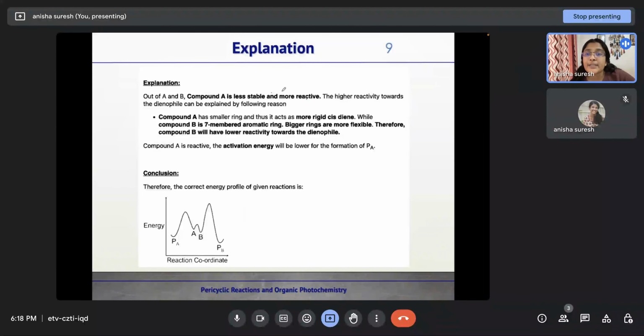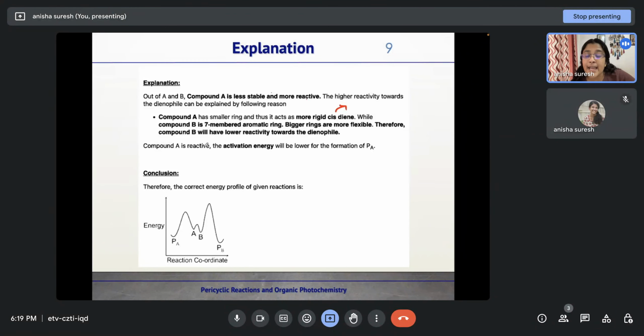The higher reactivity towards a dienophile can be explained by the following reason. Compound A has a smaller ring and thus acts as a more rigid cis-diene. That is, the cis-diene will be fixed and hence it can react faster with the dienophile. While compound B is a 7-membered aromatic ring, bigger rings are more flexible. Therefore, compound B will have lower reactivity towards a dienophile.